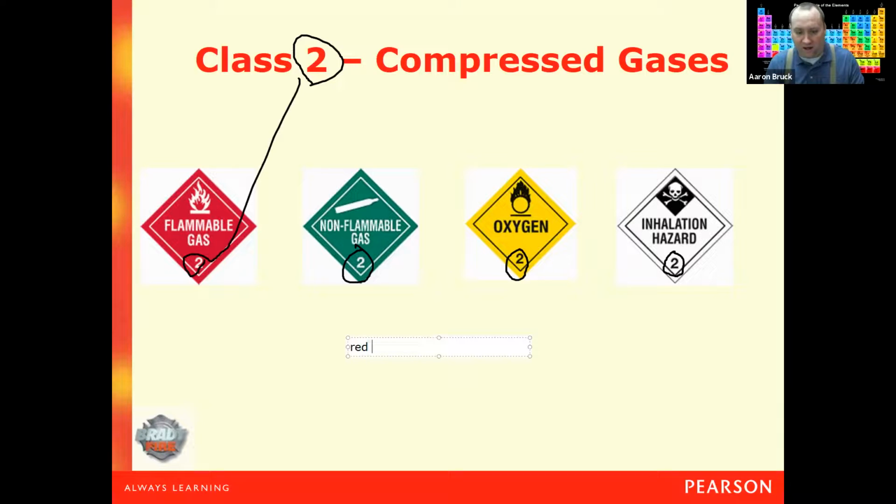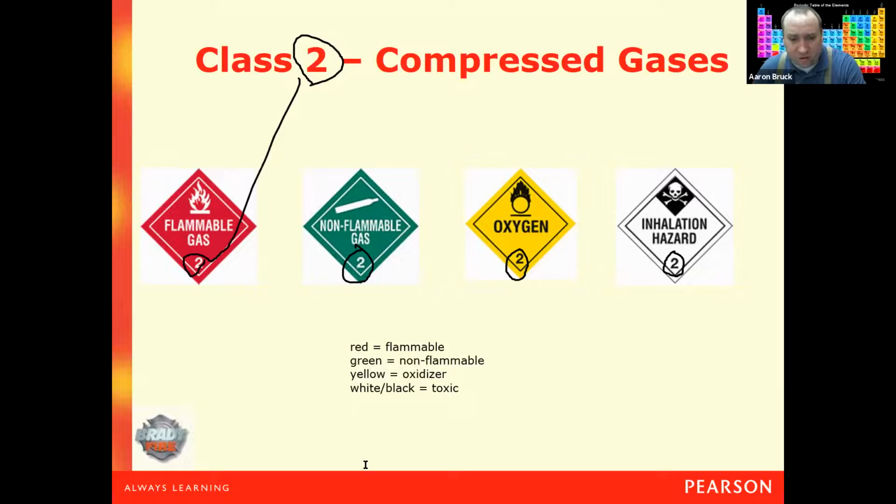So red indicates that we have something flammable. Green indicates non-flammable. Yellow indicates something that is an oxidizer. White and black indicate something is toxic. These colors will show up in other places in other classes.